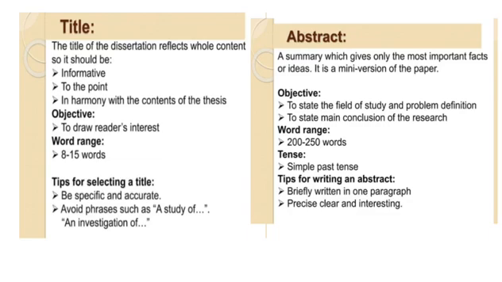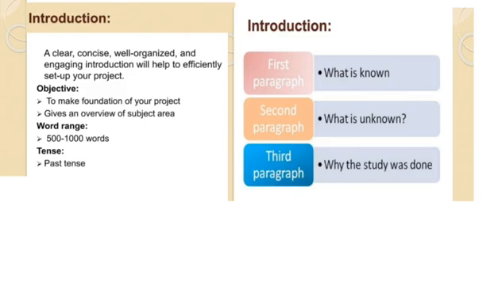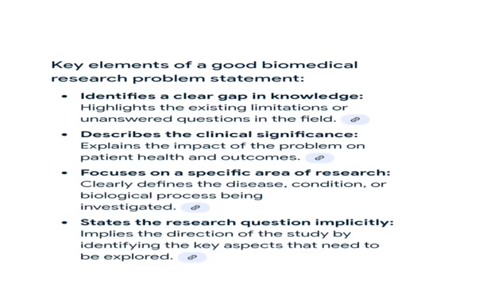So the next thing is the abstract. What is the aim of the abstract? The abstract is meant to state the field of the study and problem definition, to state the main conclusion in the research. So usually abstract is between the range of 200 to 250 words. So this is introduction. Introduction has to do with what is known, what is unknown, and then why the study was done.